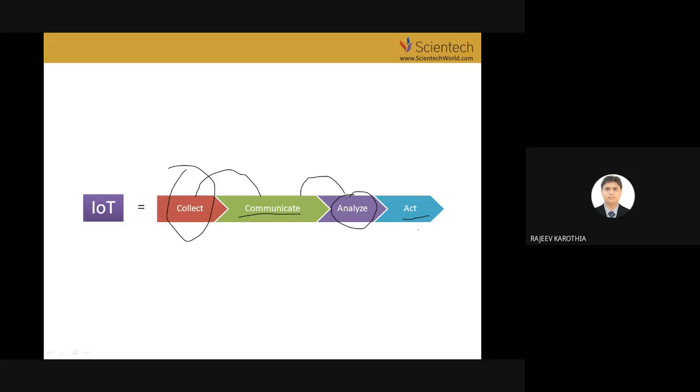Suppose we have some application relevant to agriculture, where we are getting data from soil moisture sensors. Whenever the moisture is low, after analysis we come to know that we have a low moisture level. Then we have to act, in terms of switching on the pump. So this is the basic definition of C square A square. If you remember this, you can easily remember it: collect, communicate, analyze and act. So that is IoT basically.